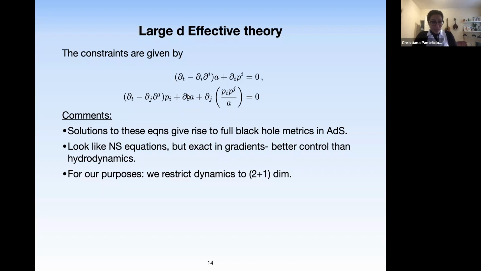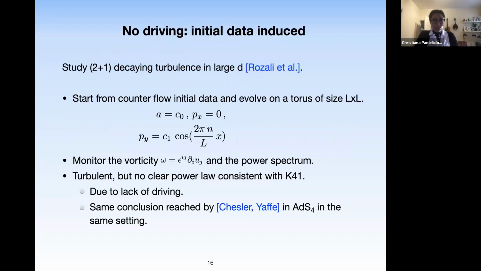So now I'm going to show you a set of movies that Ben made for me. The first thing to do, given these equations, is just to solve them without adding any forcing, trying to see decaying turbulence. This is precisely what Rosalie and collaborators did. They studied both decaying turbulence in 2+1 dimensions and 3+1 dimensions, but let me focus on this case here.